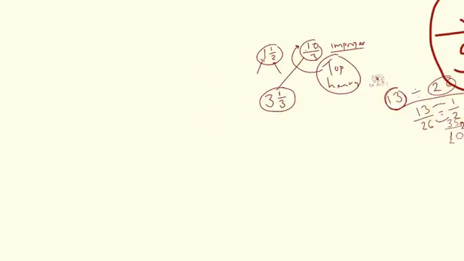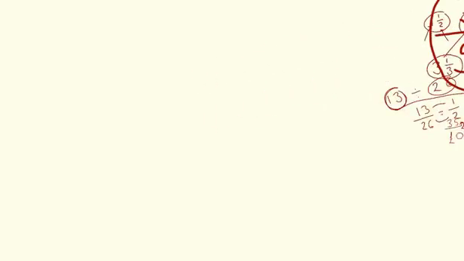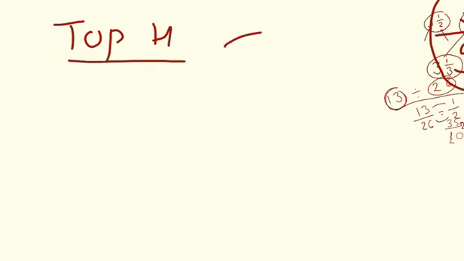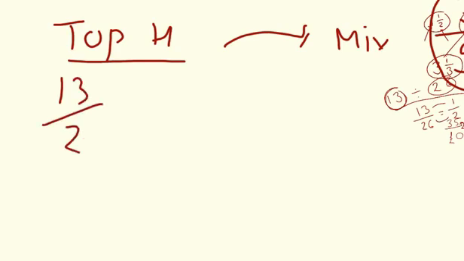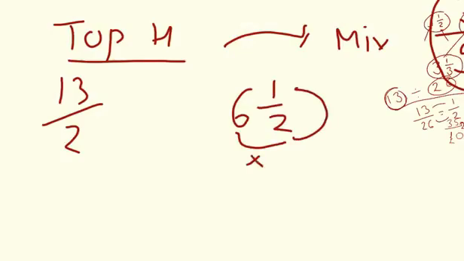Alright, so now let's do some top heavy to mixed. So I've got 13/2. So how many 2's comfortably go into 13? That makes 6 with a remainder of 1/2. How do you test it? You do 6 times 2, which is 12, plus the 1 on the top makes it 13.